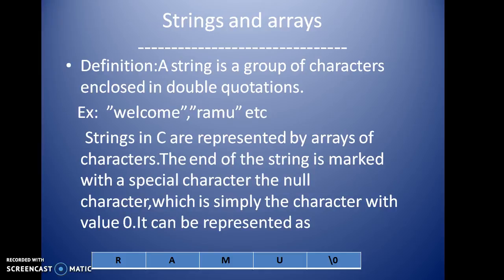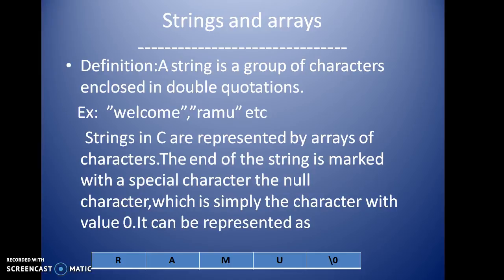What is the definition of string? A string is a group of characters enclosed in double quotations. For example, welcome, Ramu, Rani, etc. So whatever characters you write in between double quotations, we can call it a string.